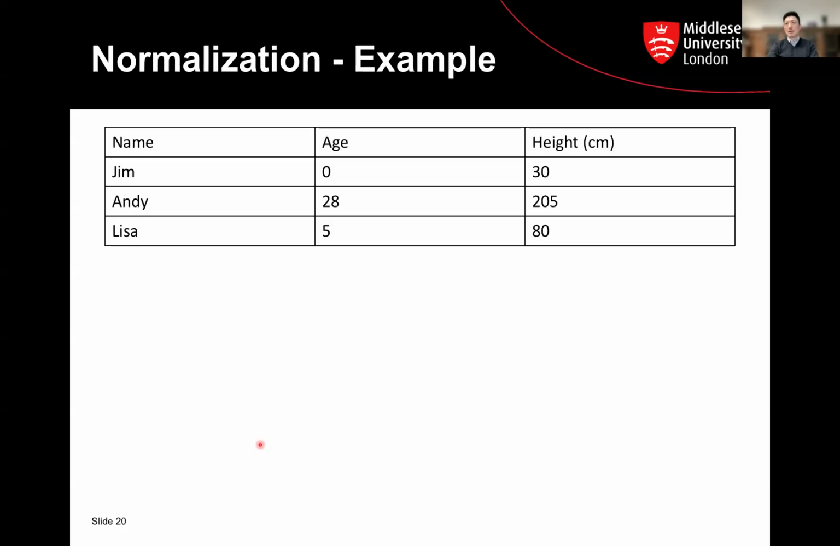Okay, let's have a look at an example. This is a very simple example; the actual one might be much more complex. This is a table which records the age and height of each person. This is the actual age of the person. So for example, Jim is just born, and this is the height of the person.